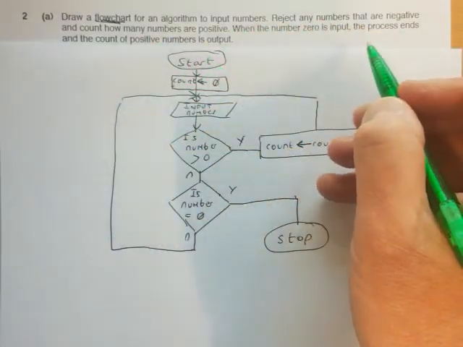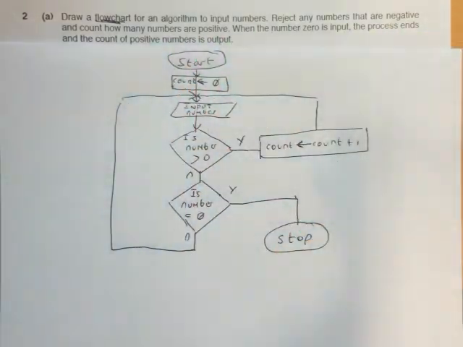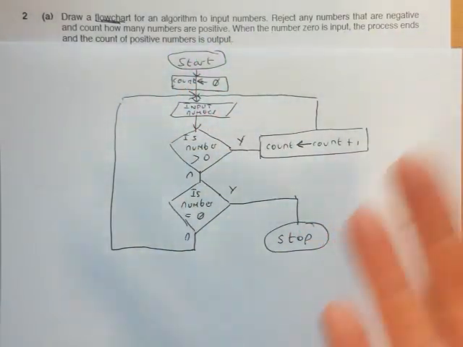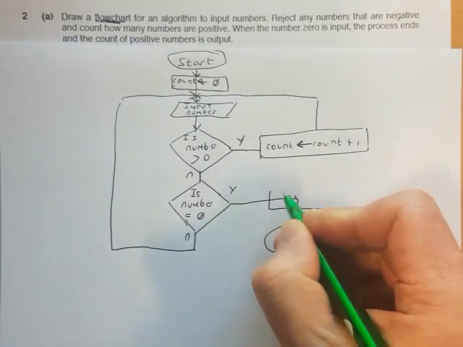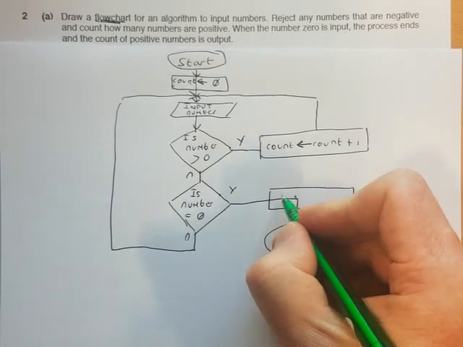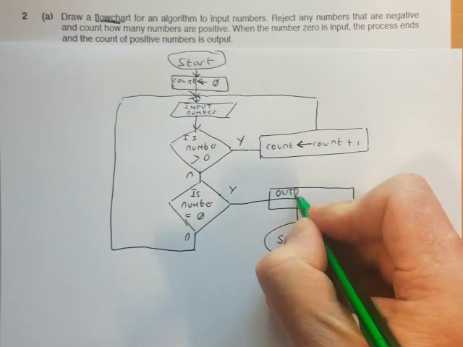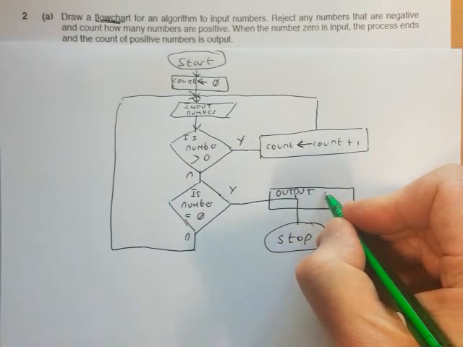Now, some of you are probably shouting at the screen because I haven't done something. What haven't I done? Process ends and the count of positive numbers is output. So again, if you've done this in pencil in the exam, it's not a problem. We can add that in here, put in our little box, and we will output.